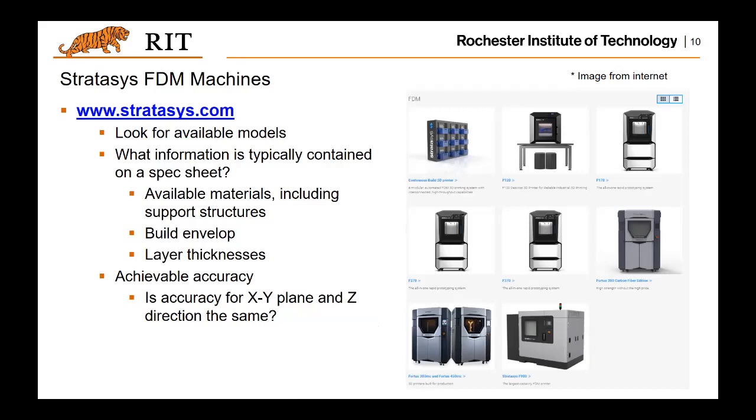Any idea? Dr. Shang, could you repeat the question again, please? Yep. Is accuracy for XY plane and Z direction the same for the part printed using the fused deposition modeling process? Any idea? Who can give me an answer? I'm not sure. You say yes or no? Yeah, I will say yes. Okay. Any other different opinions or not? I say no. No? Okay.